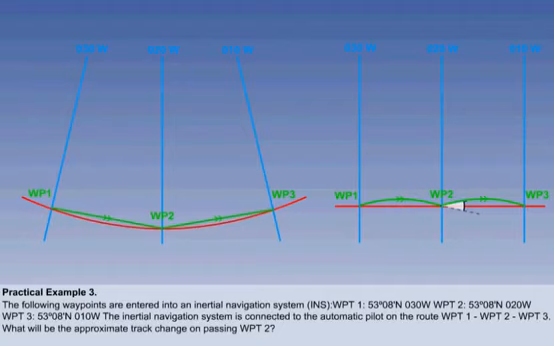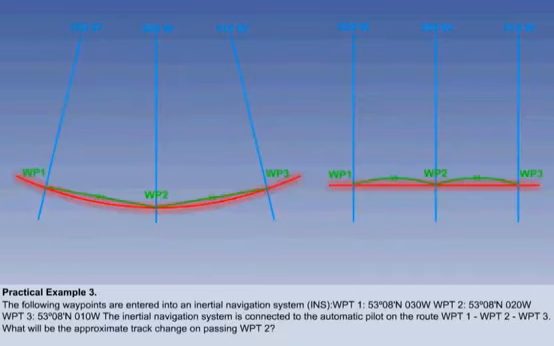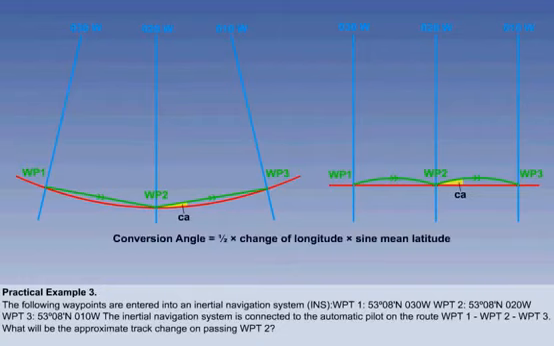We need to find out what it is. How are we going to do that? You should realise that the rhumb line track is 090 everywhere, but that the Great Circle track will be greater than 090 by the amount of conversion angle here, and less than 090 by the amount of conversion angle here. If we can calculate the amount of conversion angle as we enter and leave waypoint 2, adding them together will give us the amount of track change at the waypoint changeover.